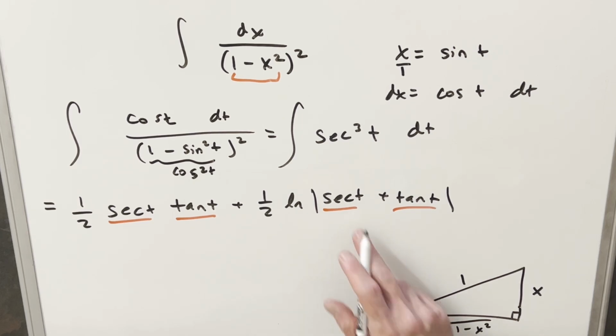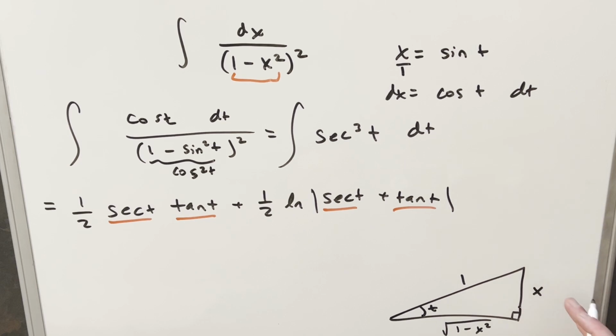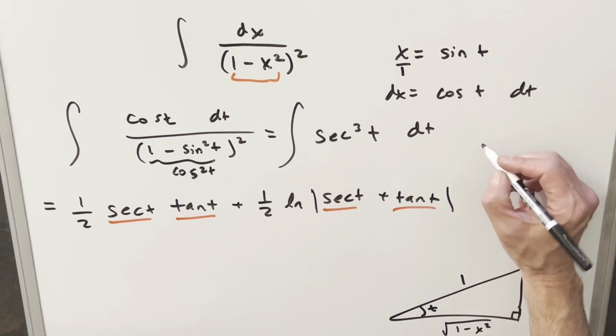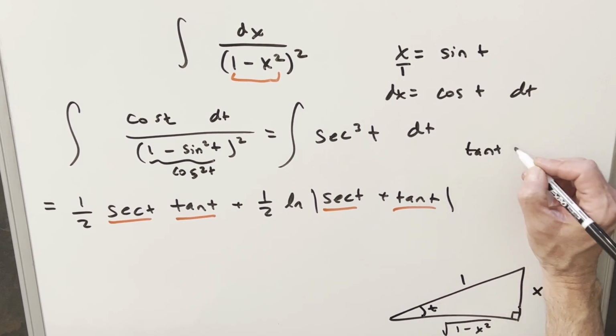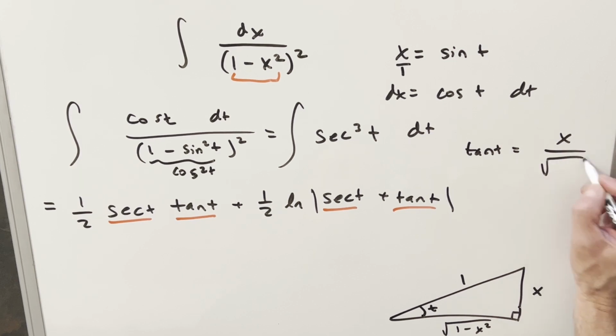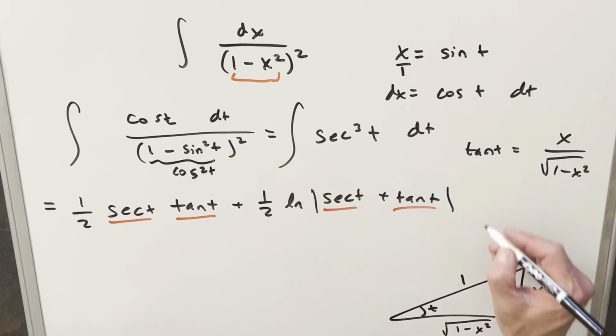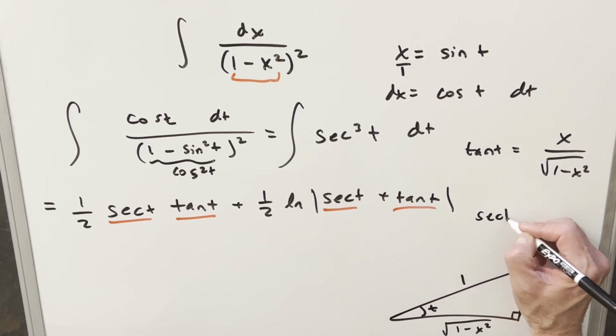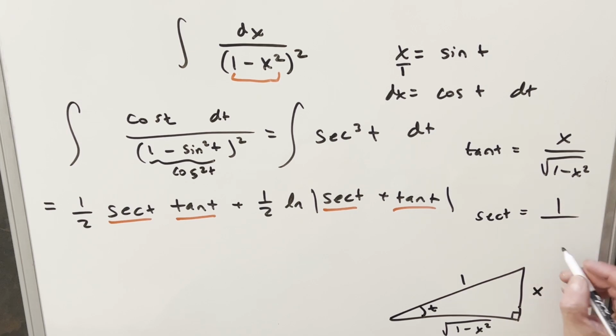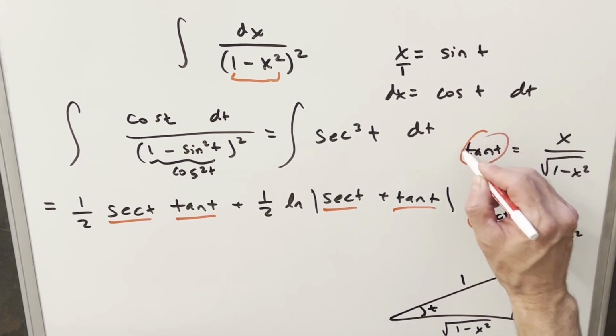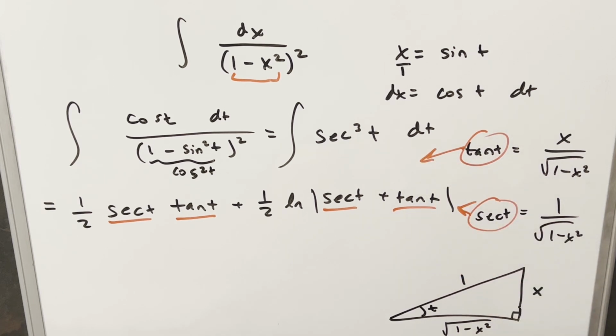And so now I can get my values that I need. For tan t, it's going to be opposite over adjacent. So our tan t, I'm going to write as x over square root of 1 minus x squared. And then for secant t, it's going to be hypotenuse over adjacent. So our secant value is just going to be 1 over the square root of 1 minus x squared. And now we just need to plug this stuff back over here in order to finish it off.